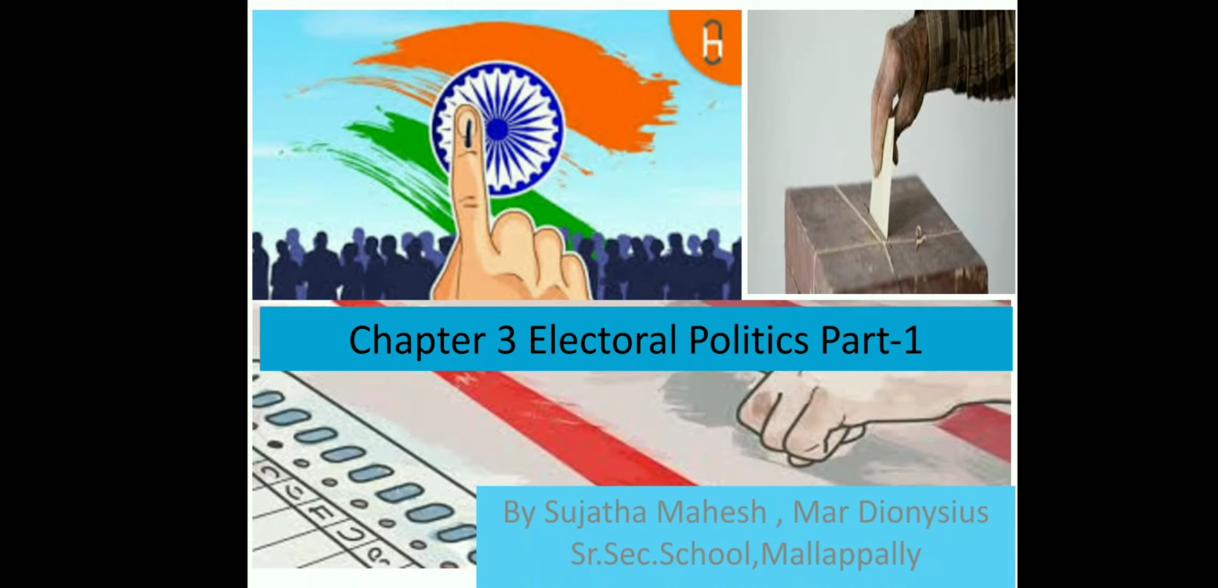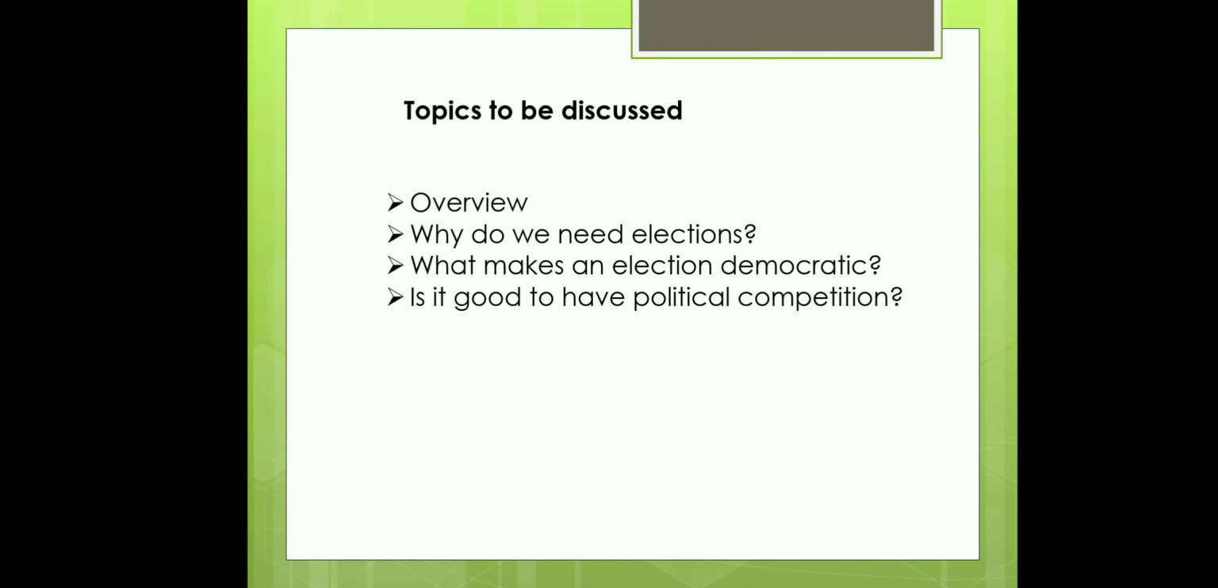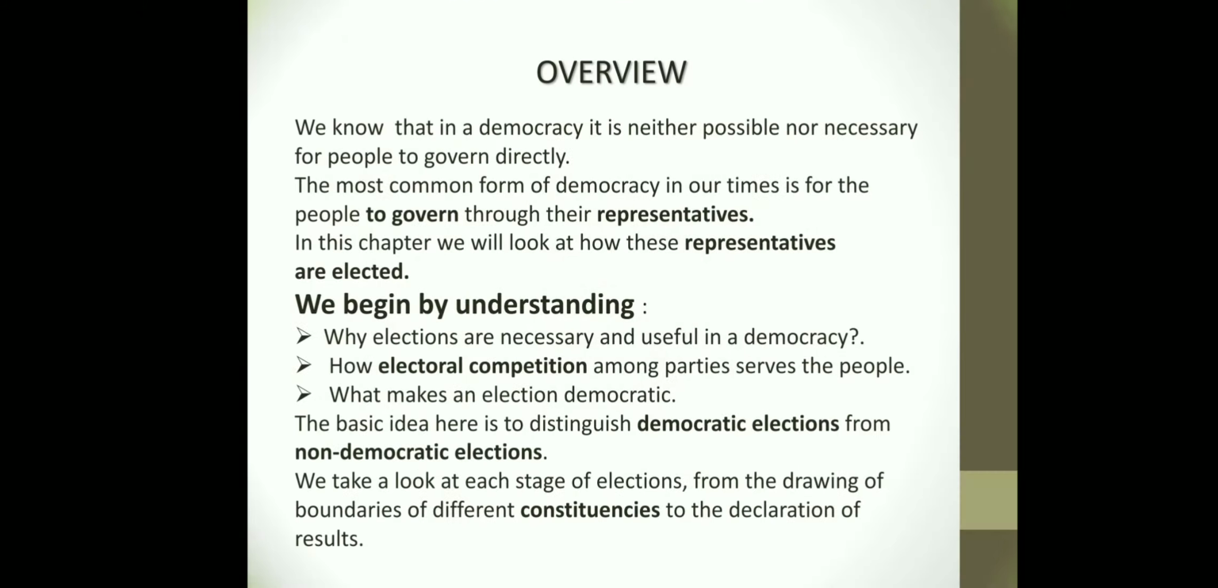Today we'll deal with a chapter from Democratic Politics, Chapter 3, Electoral Politics. First, let us see the topics to be discussed. Today we'll have an overview of the chapter and discuss why we need elections, what makes an election democratic, and whether it is good to have political competition. Okay, first let us have an overview of the chapter.